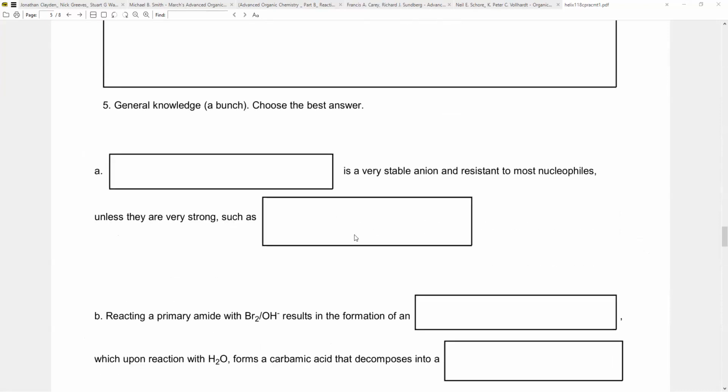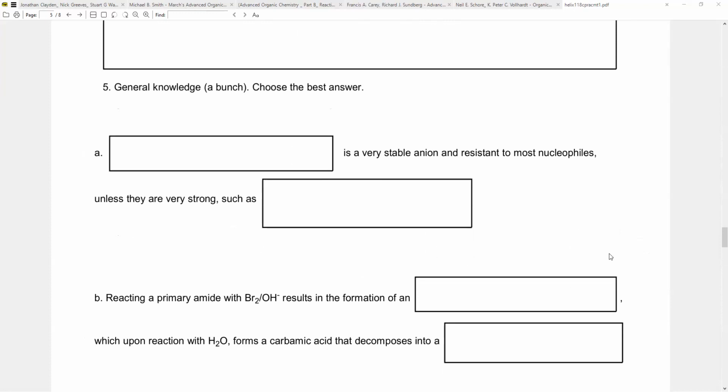Cool. All right. General knowledge sentences. Just read them out. Again, I use your study guide for this, so just look for terms in there that might fit. For example, very stable anion and resistant to most nucleophiles. We just said this. That was the carboxylate anion, right? And it's usually very stable, resistant to most things unless it's something super strong like lithium aluminum hydride. That was the one thing that can break through it.